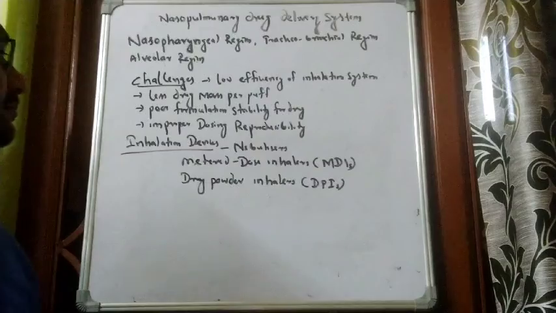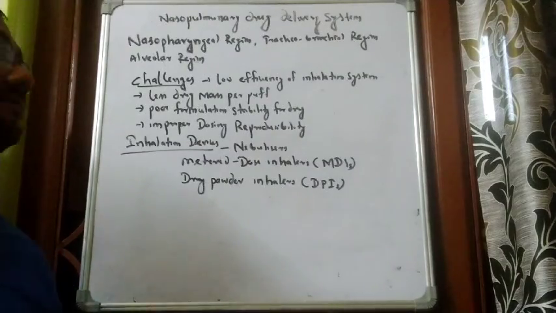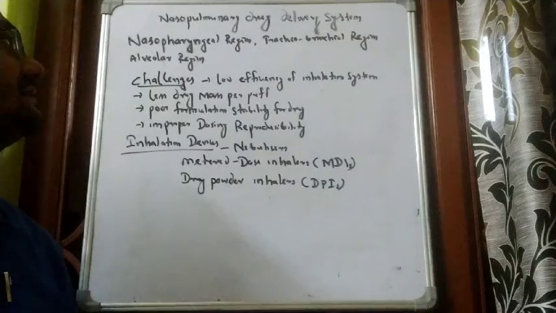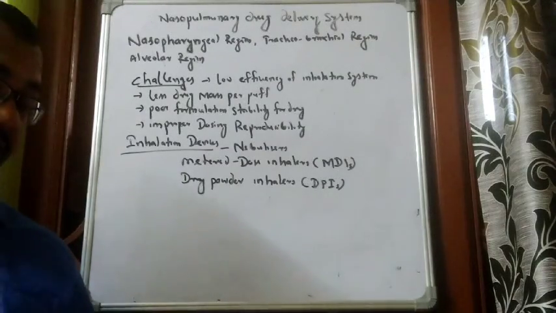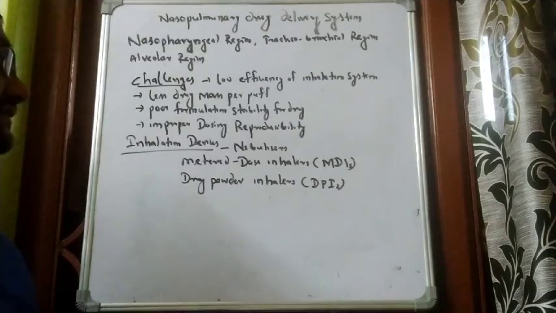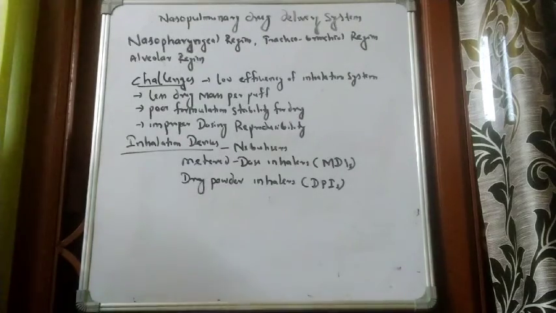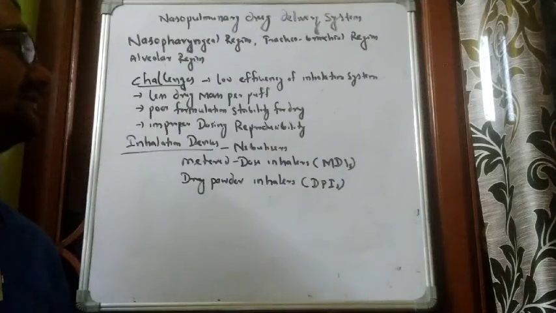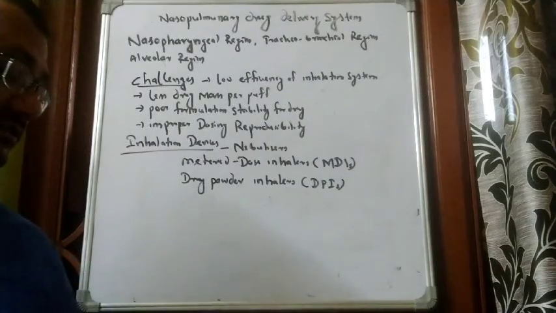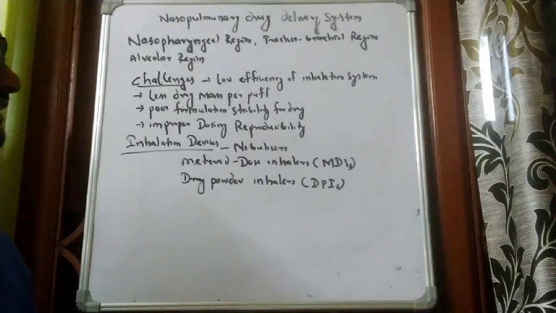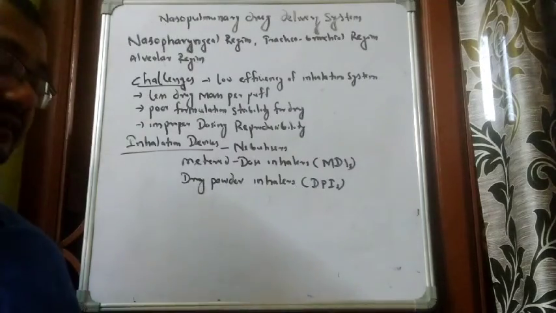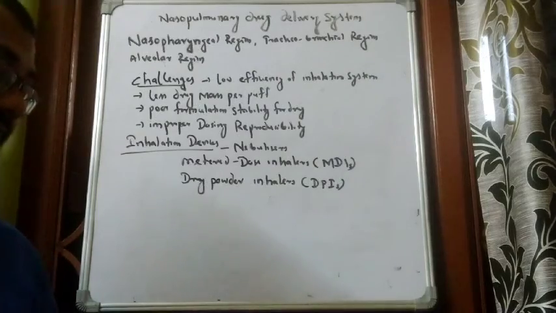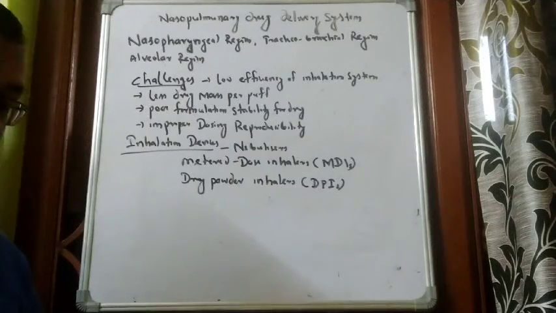Now coming to pulmonary drug delivery devices, what types of devices are we using in these drug delivery systems? The first one is nebulizers, the second is metered dose inhalers, or shortly MDIs, then dry powder inhalers, DPIs. These inhalation devices, or pulmonary drug delivery devices, are used nowadays. With this, first of all we will discuss the nebulizers.